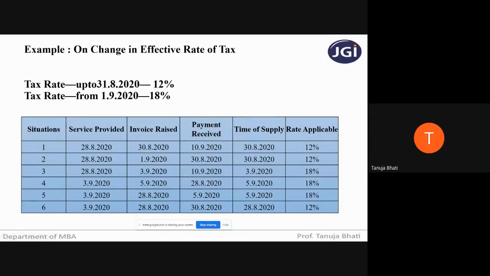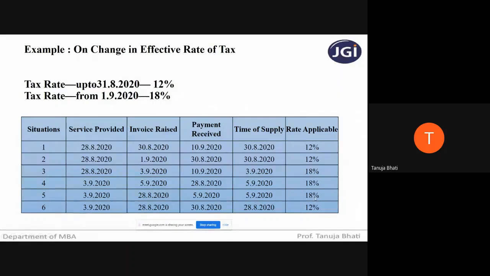In your fifth situation, the service is provided after the change in the rate of tax, invoice is raised before the change in the rate of tax, payment is received after the change in the rate of tax. So time of supply will be whichever is afterwards. So payment received is afterwards, so it will be payment received, that is on 5th September 2020. What is the rate applicable on 5th September 2020?